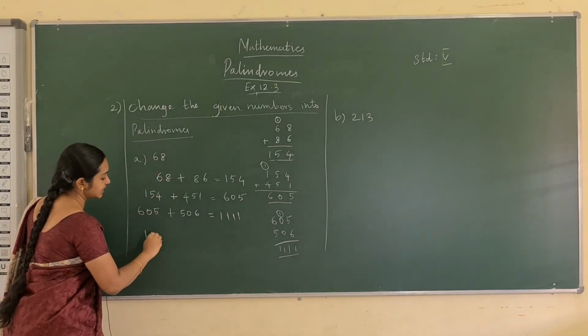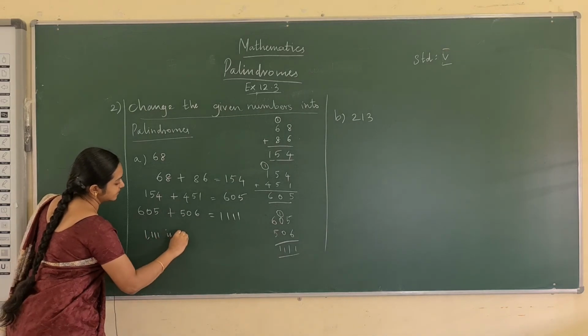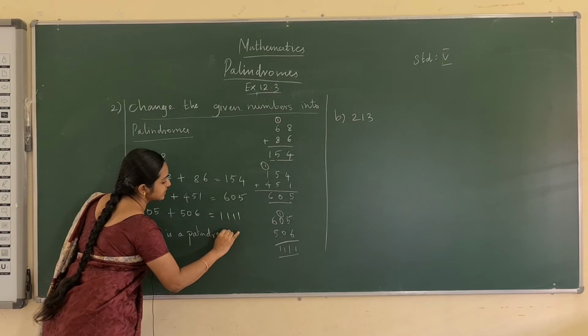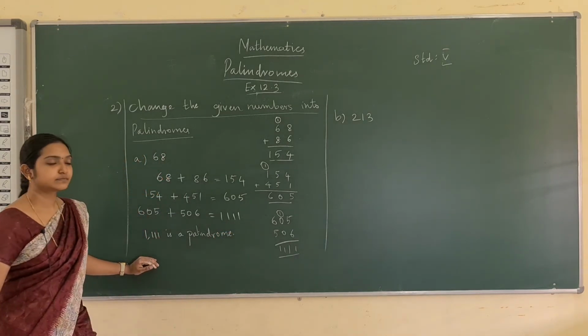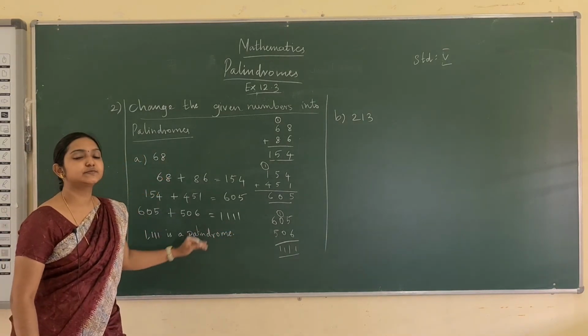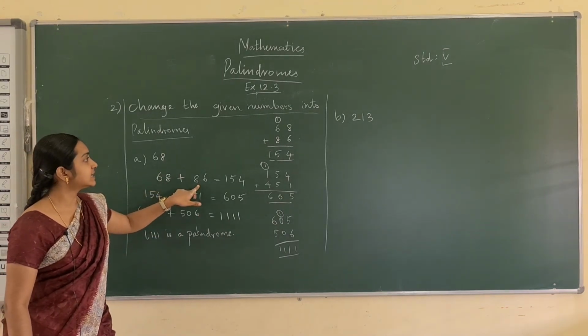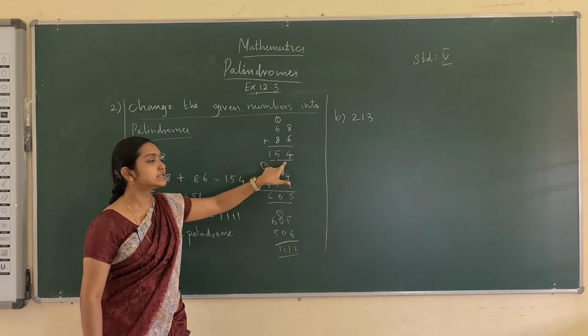1111 is a palindrome. So once we get a palindrome, we can stop. Otherwise, we have to continue this process. Take that original number, reverse that number and add. This is not a palindrome.